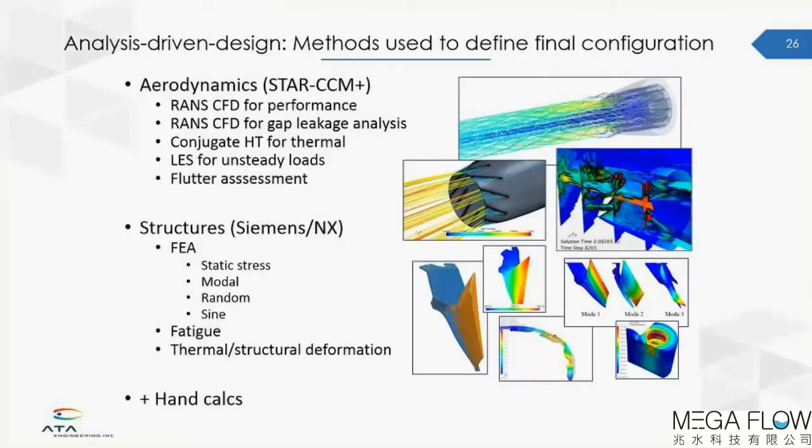I have one slide here that summarizes the many aerodynamic and structural simulations that were required to complete the design. In STAR CCM Plus, we used RANS CFD for performance. We also used RANS CFD for gap leakage analysis. There was also some multi-physics in the form of conjugate heat transfer, where we had the flow over the vanes, and then we had a solid mesh of the vanes to determine what the temperature profile in our vanes would be. We used large eddy simulation for assessing what the unsteady loads could be. And we also did some flutter assessment to make sure that the vanes would not find an unstable operating condition.